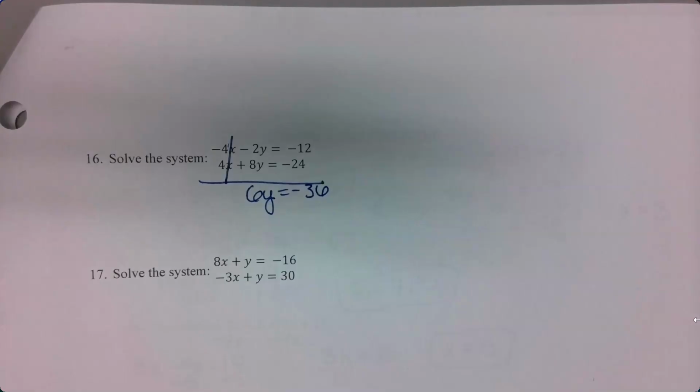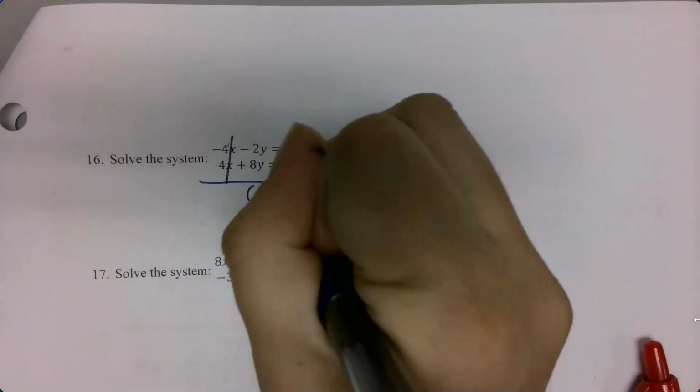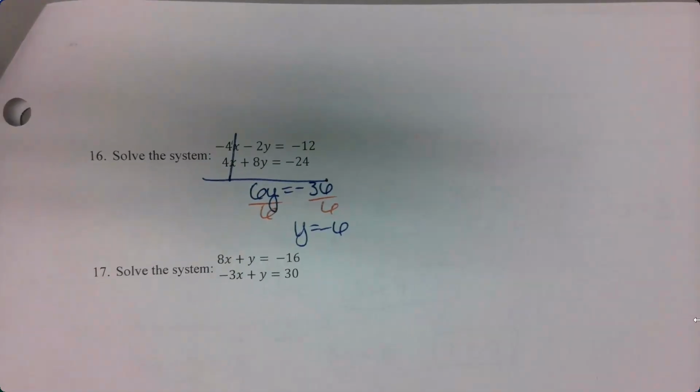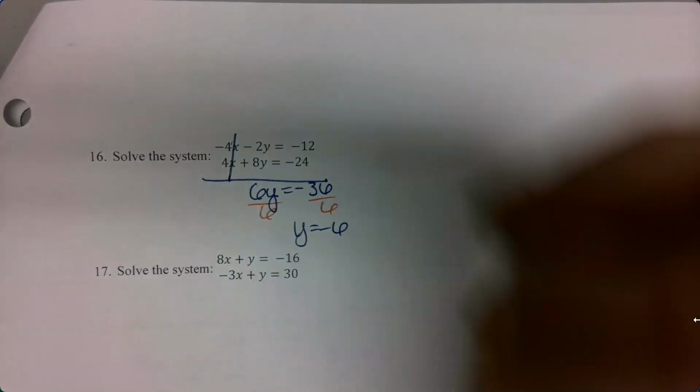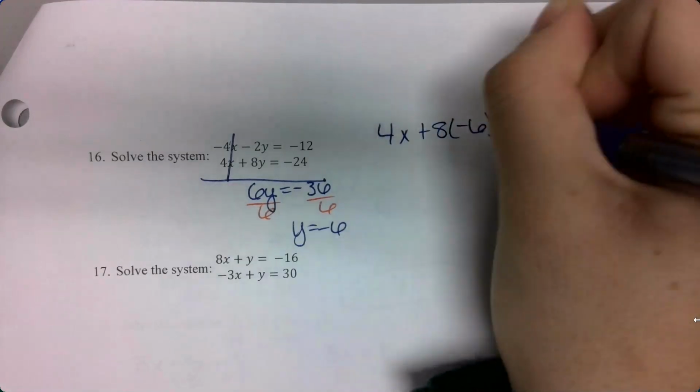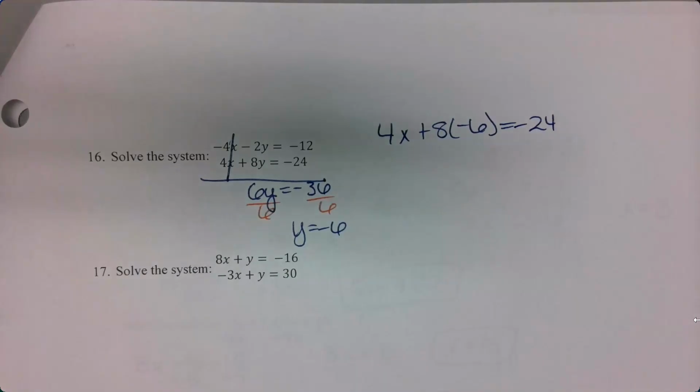I'm going to go ahead and divide both sides by 6. I get y equals negative 6. Then I want to go ahead and plug into either equation. I'm going to pick the bottom one because I like positives better than negatives. So I have 4x plus 8 times negative 6 equals negative 24.